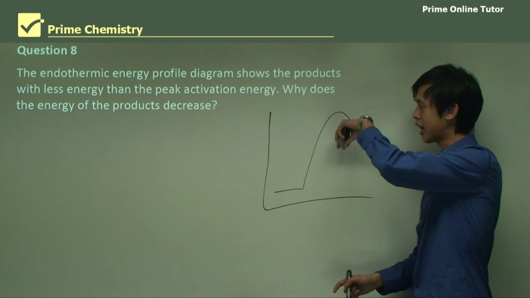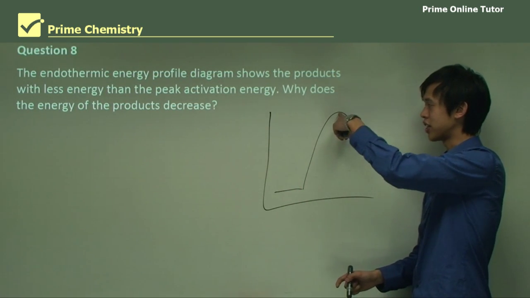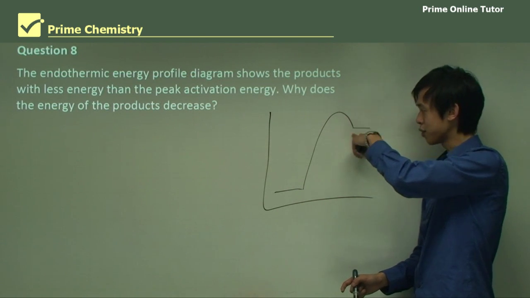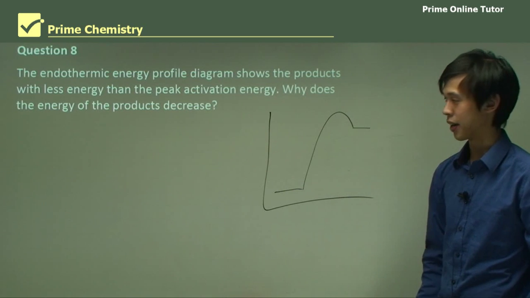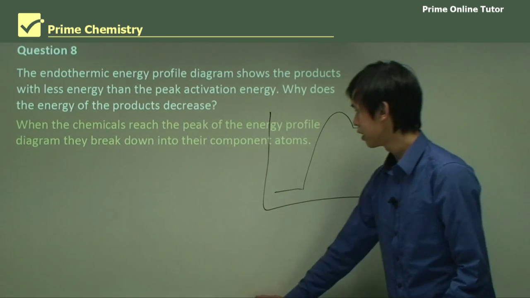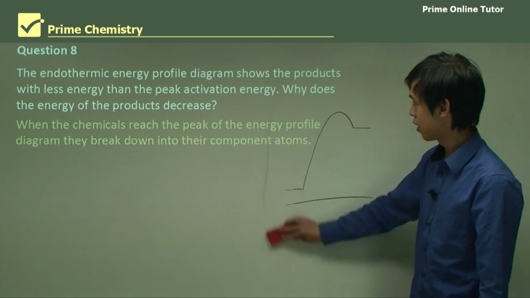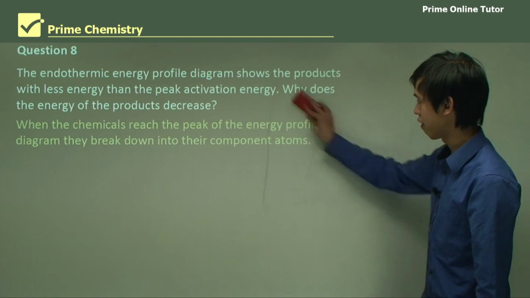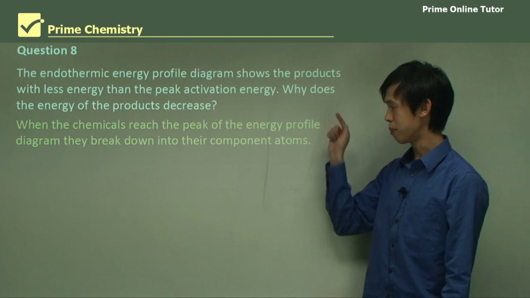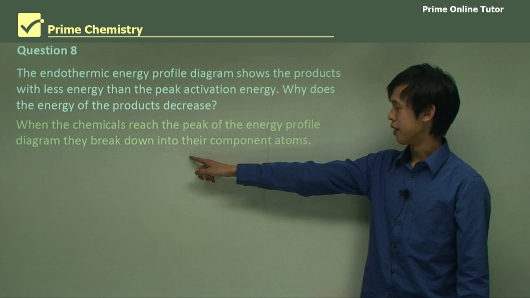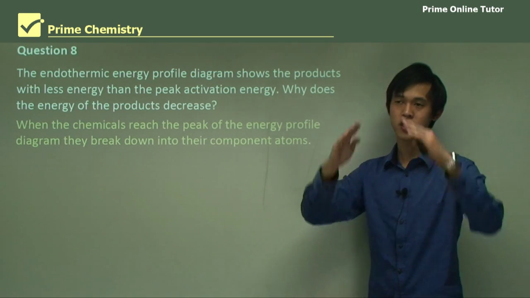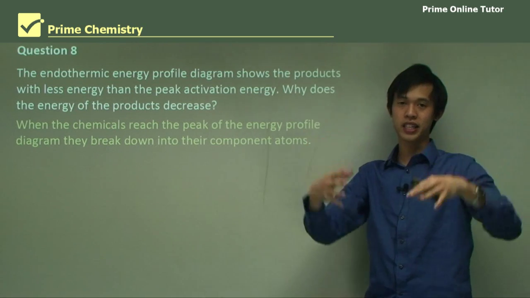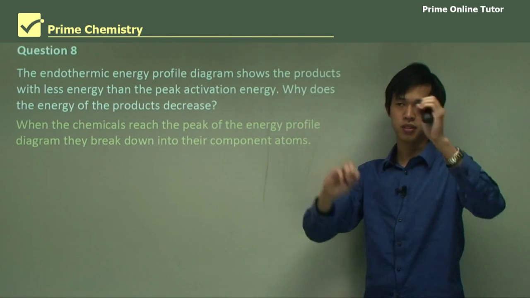But then there's this weird hump in the middle where you had to put in all this energy till it got to here, and then it falls back down. So why does it do that? And that's what the question is asking. Cool. So when the chemicals reach the peak of the energy profile, with that hump there, they break down into their component atoms. Okay, so once they're at that peak, they're all breaking down into whatever atoms make them up.